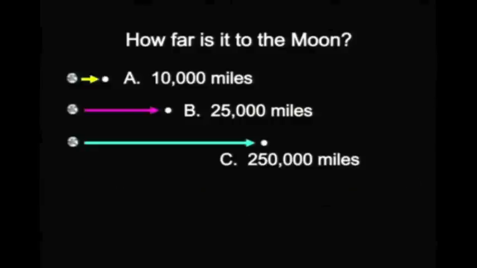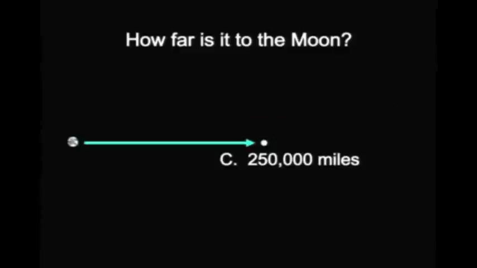So if you chose 500,000 miles, please have a seat. If you chose 10,000 miles, please have a seat. So we have 25,000 miles or 250,000 miles as our remaining distances between Earth and the moon. If you chose 25,000 miles, please have a seat. Meaning if you chose 250,000 miles, you have chosen correctly. Nicely done.